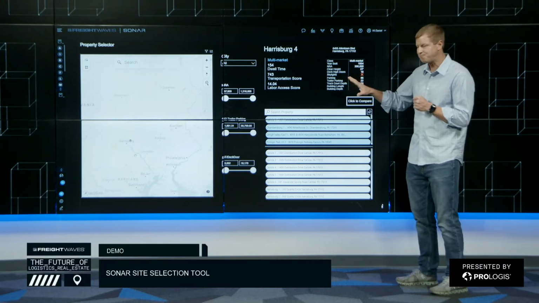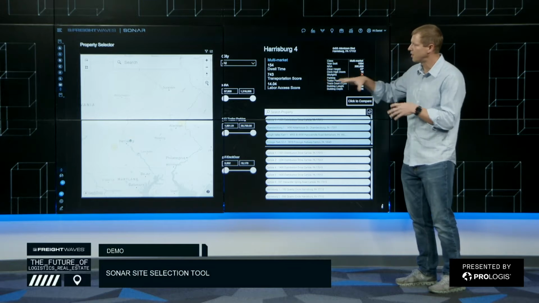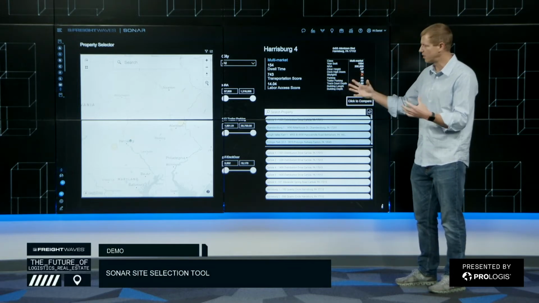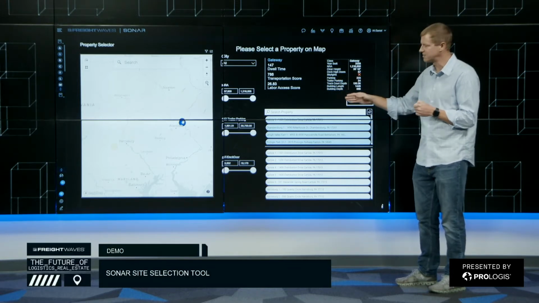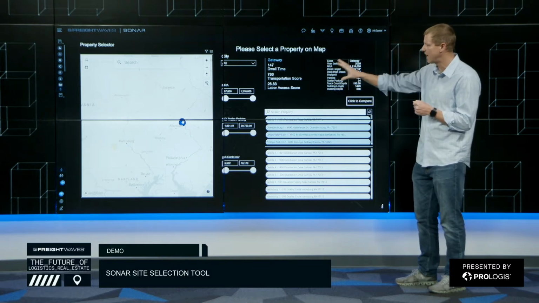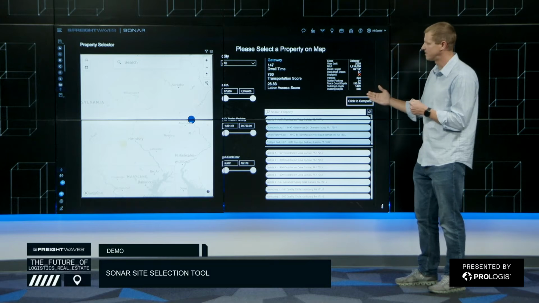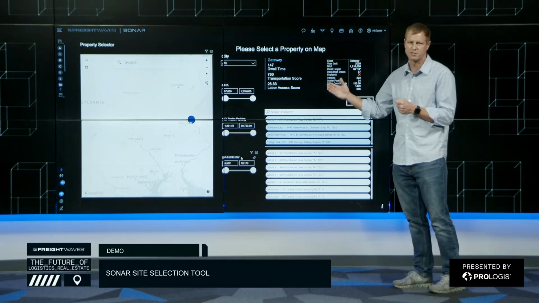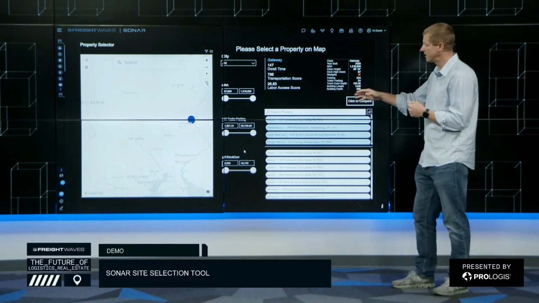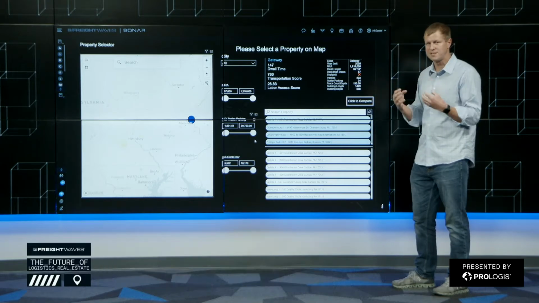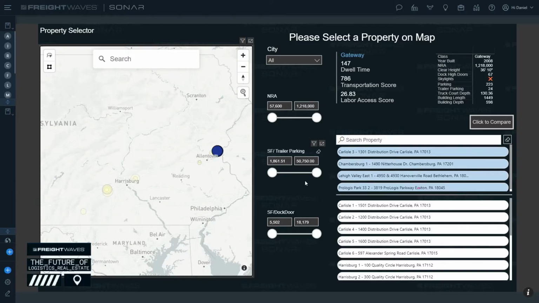So what you're looking at is we've got a map over there of an area of geography. Say you're looking for a specific site in the Harrisburg, Philadelphia, Allentown triumvirate or area that you need to find some sort of warehousing or distribution center. Now this specific tool is basically targeting the distribution centers and solving that specific problem.